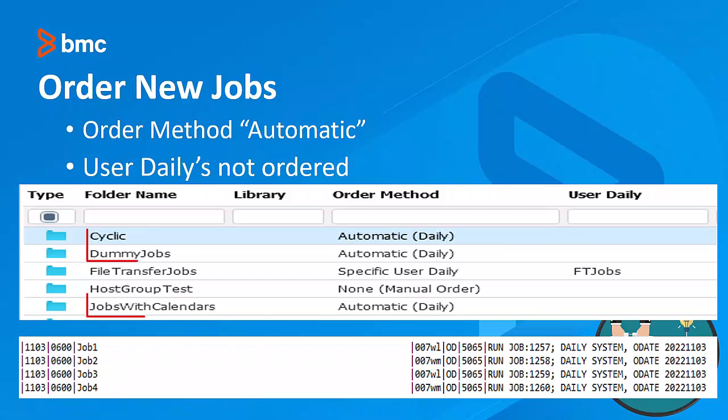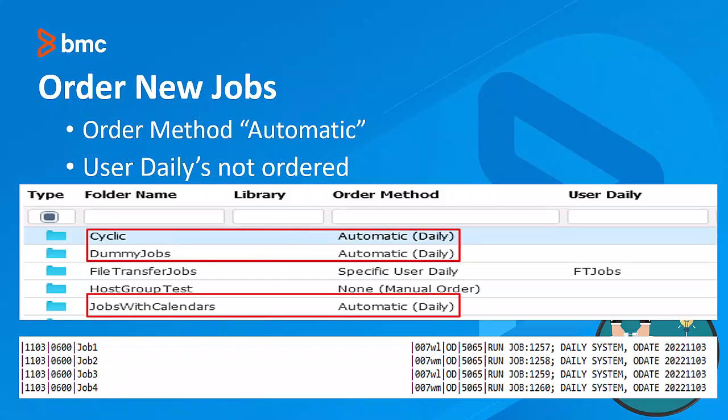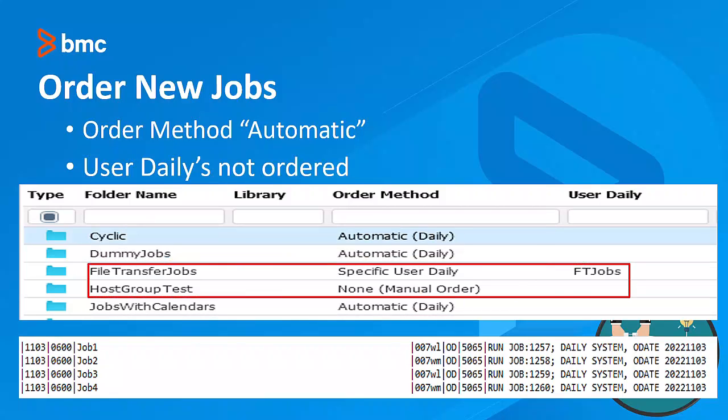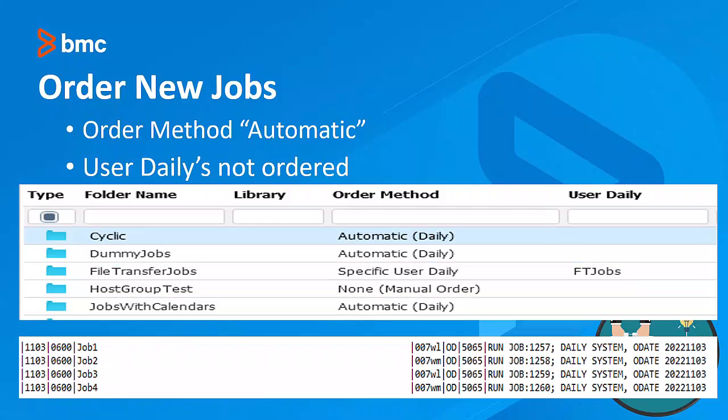So in this example, we see that 3 folders get evaluated by pre-New Day. The folder defined with the user daily FT jobs and the one with order method none were not evaluated. From that list of automatic folders, pre-New Day determined which jobs within were eligible to run, and New Day now bulk loads them into the active environment.